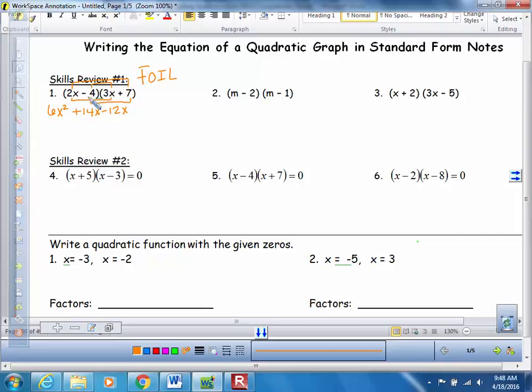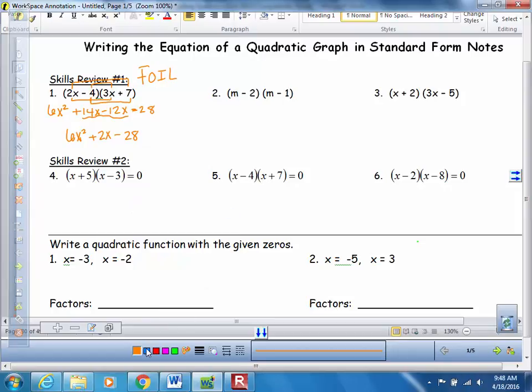So we always want to look at the sign that's in front of the number, and that's what stays with it. Even though this is a minus, we treat it as a negative 4 times a positive 7, and that gives us a negative 28. So our last thing that we do there is we combine our like terms. So what looks alike there? 14x and negative 12x. So that gives me 6x squared plus 2x minus 28.